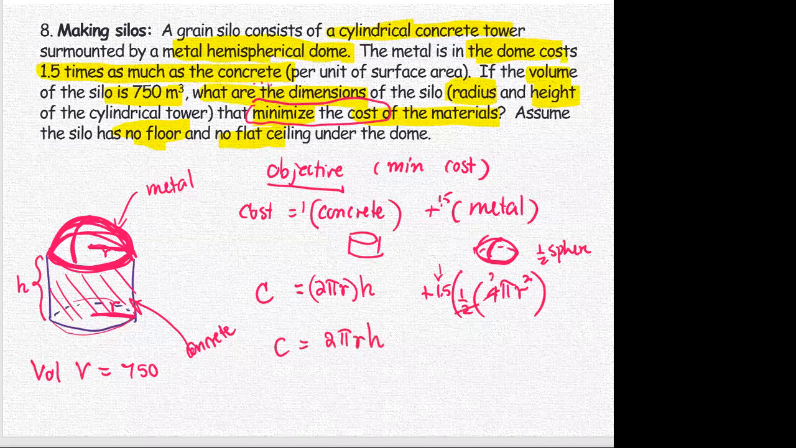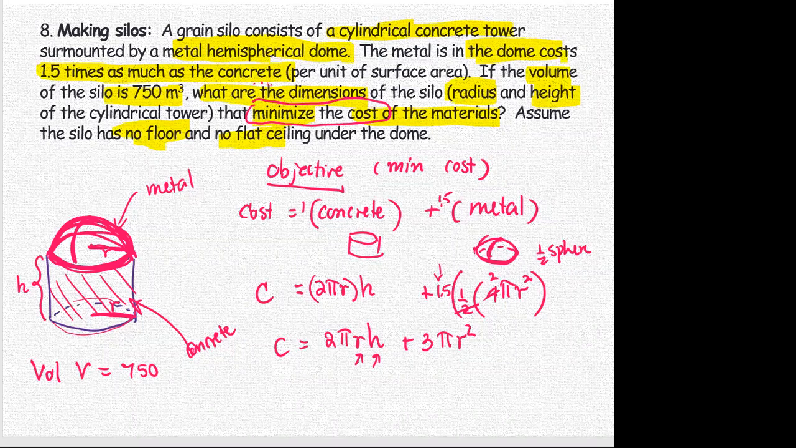2 and 4 reduce. 2 and 1.5 becomes 3. So 3 pi r squared. So the cost depends on the r and the h. And how do we find the relationship? From the volume that the problem gave you as 750 cubic meters.